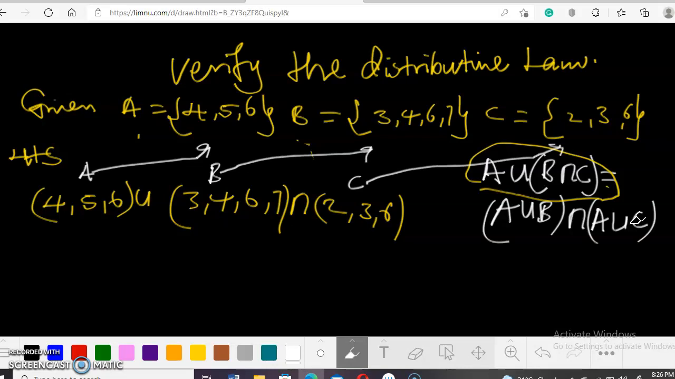So now we are trying to prove that A union B intersection C is equal to A union B intersection A union C. So let us take the intersection of B and C. The elements that intersect here are 3 and 6, because we can only take the ones that are in B and also in C. We have 3 in B and 3 in C. We have 6 in B and 6 in C.